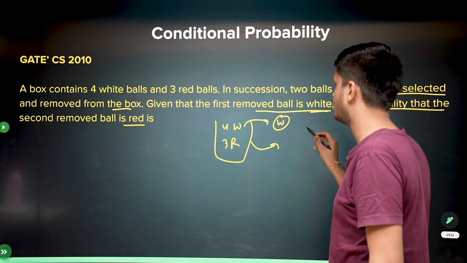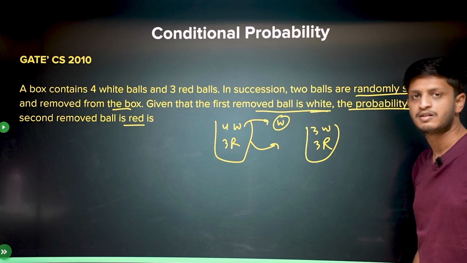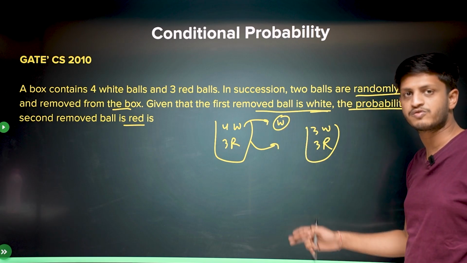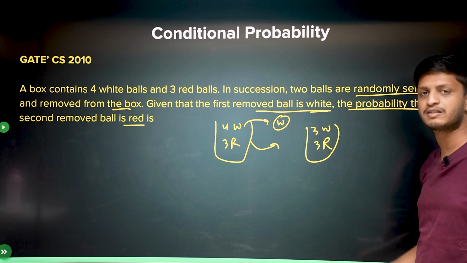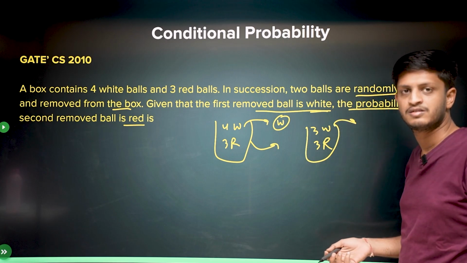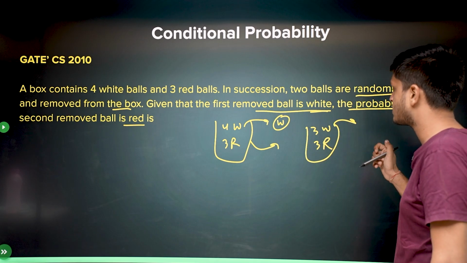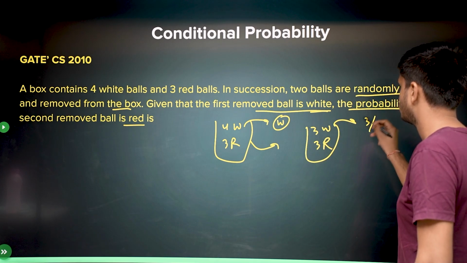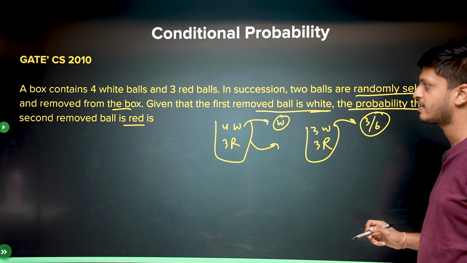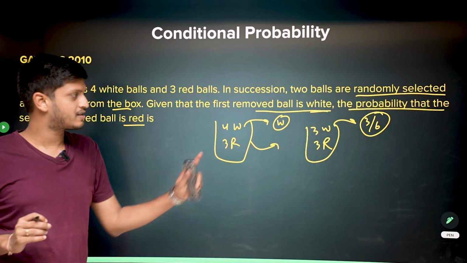Now what happens? The bucket becomes 3 white and 3 red balls. Now what is the probability that the second removed ball is red? So now the box becomes this. The probability that the second removed ball is red is 3 by 6. That's it, right? Logically thinking, this is the problem.